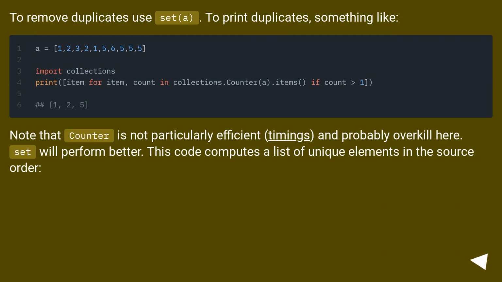To remove duplicates, use set(a). To print duplicates, something like this. Note that Counter is not particularly efficient, see timings, and is probably overkill here. Set will perform better. This code computes a list of unique elements in the source order.